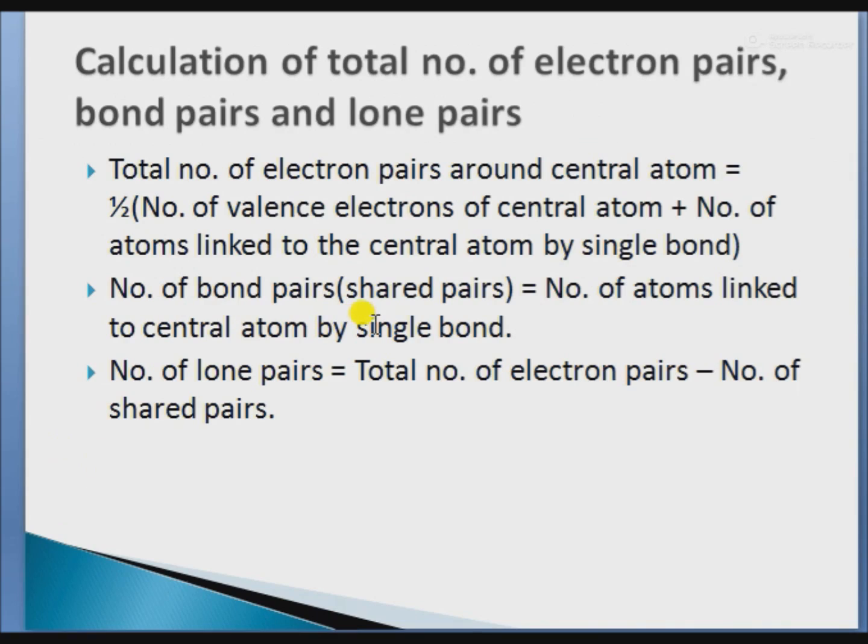Next is the calculation of total number of electron pairs, bond pairs and lone pairs. Total number of electron pairs around the central atom is equal to half of the number of valence electrons of the central atom plus the number of atoms linked to the central atom by single bond. Next, the number of bond pairs or shared pairs is equal to the number of atoms linked to the central atom by single bond. Next is the number of lone pairs, which is equal to the total number of electron pairs minus the number of shared pairs of electrons.